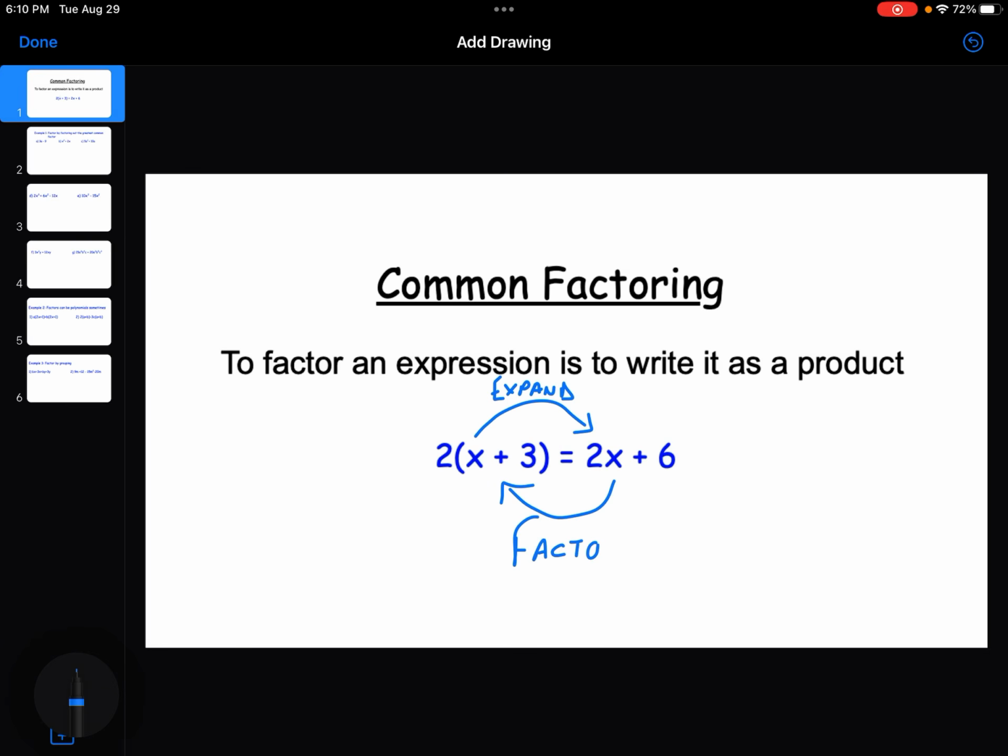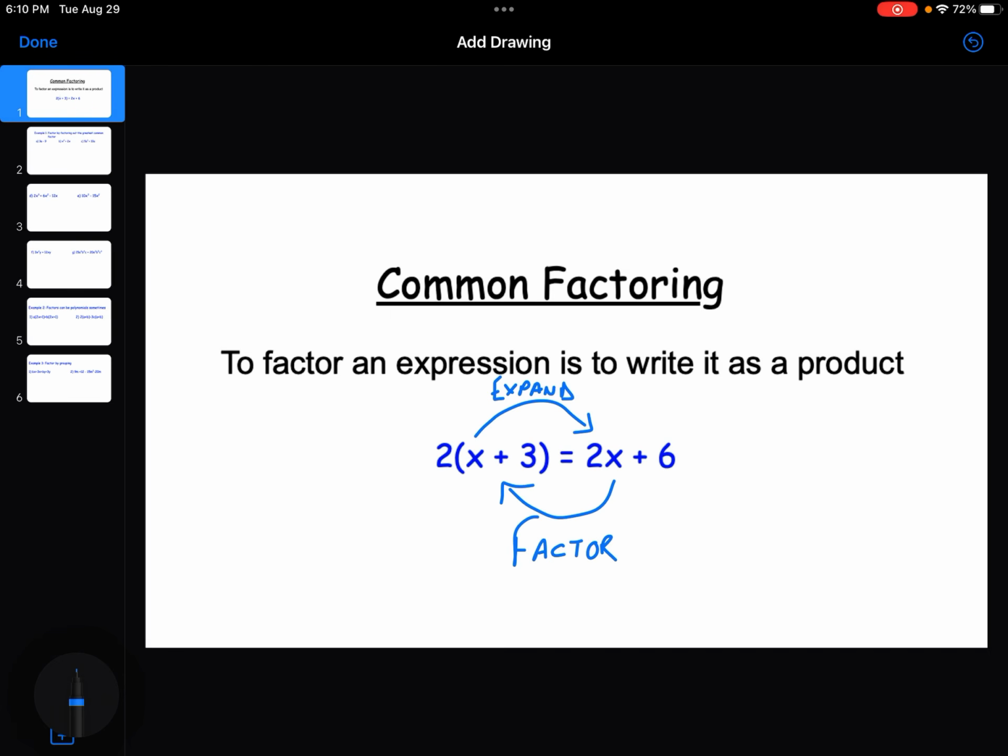So when we look at this, if I want to factor, what I want to do is say, how can I take something out of both of these terms or all of these terms to turn it into a multiplication? So if I look at this, we've got 2 times x is 2x and 2 times 3 is 6. Well, going the other way, I know that I can divide both of those terms by 2, so I put the 2 out front and I factor it.